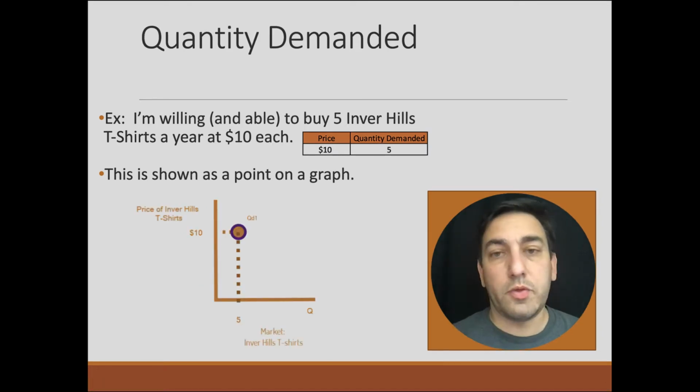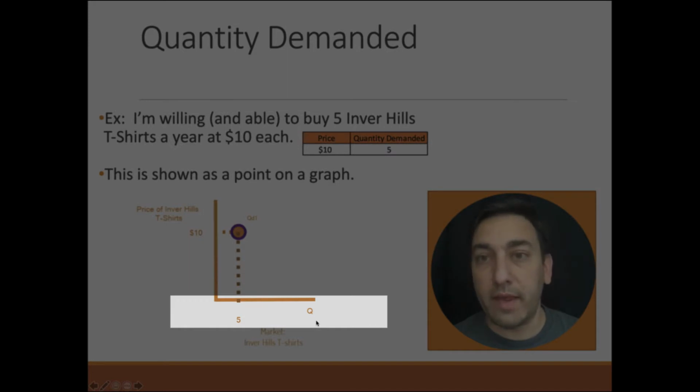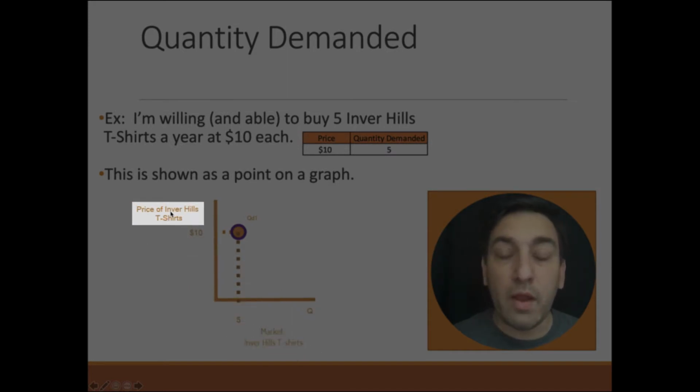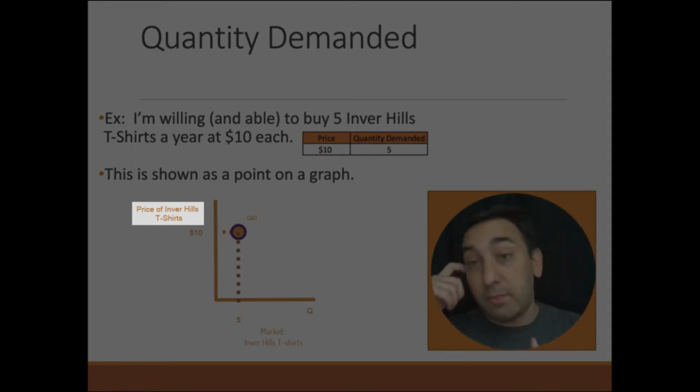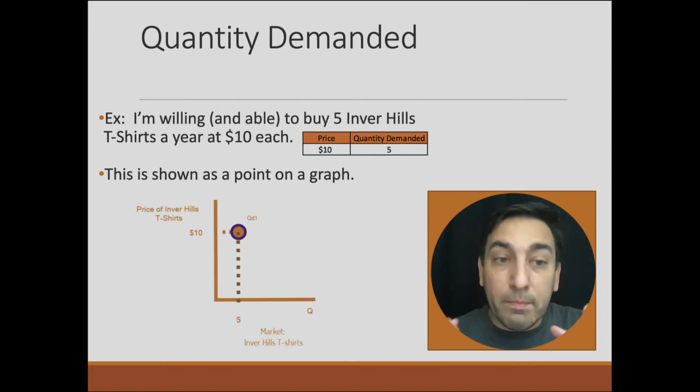So there are a couple things in that last graph I want to make sure that we really highlight. The first is we always put price on the vertical axis and we put our quantity on the horizontal axis. Right now we're talking about the market for Inver Hills t-shirts. And the price we're talking about here isn't the price of anything. It's not the price of hamburgers. It's not the price of South Florida t-shirts. It's not the price of anything. It is the price of the specific market we're talking about.